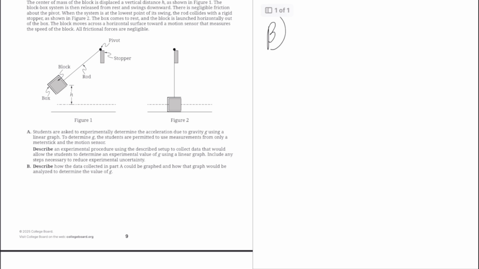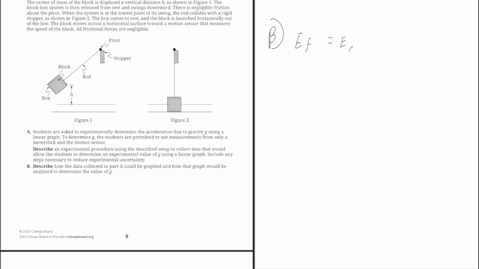What we're going to do is use E final. Oh, I fat fingered that. We're going to do E final is equal to E initial. We're going to say UG has to equal K final. Then we're going to say mgh has to equal 1/2 mv squared.